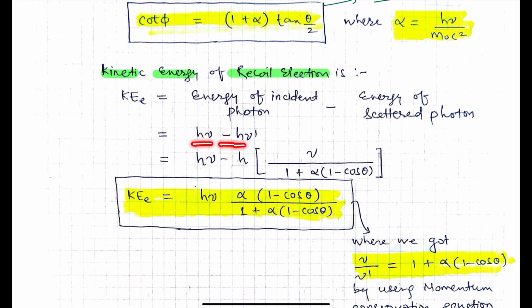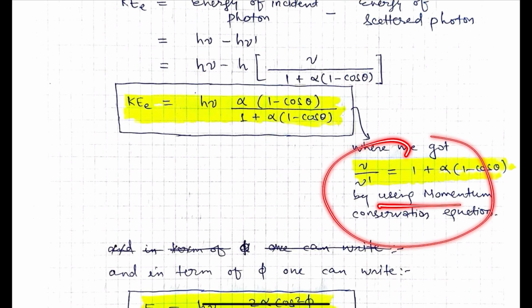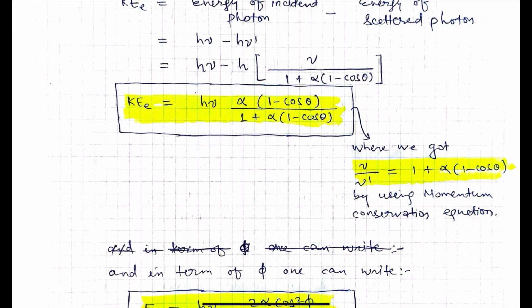So when you simply subtract it, you will get h nu minus h nu prime. Okay, and for nu prime you could write this particular expression. You have used the momentum conservation equation simply, and these are all very simple mathematical manipulations. Be confident, you used to do this in class 11th and 12th. Okay, so never lose your mindset, never lose your confidence. This is what I would always suggest to you.